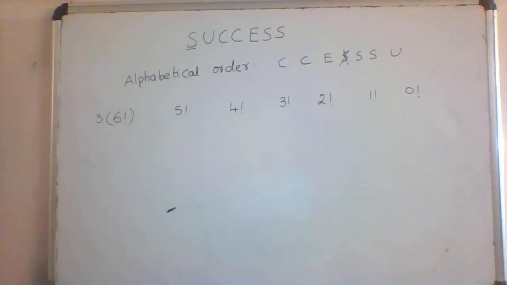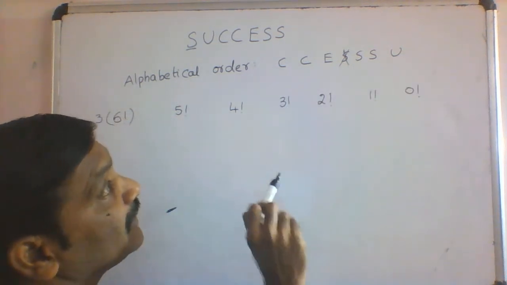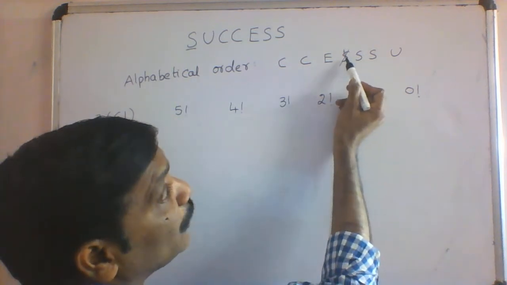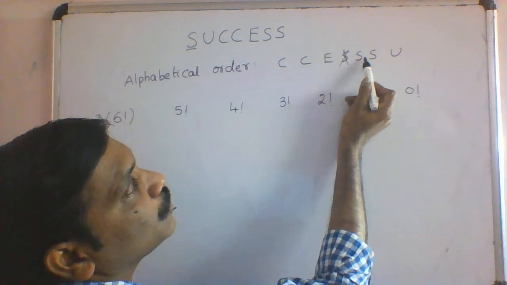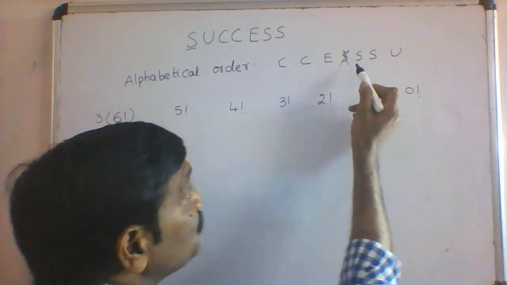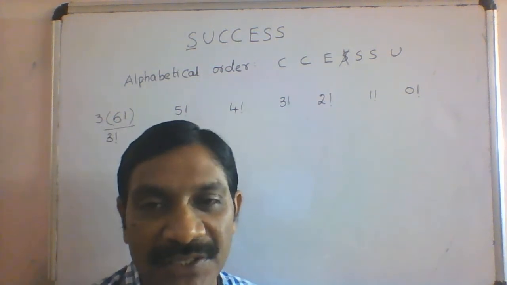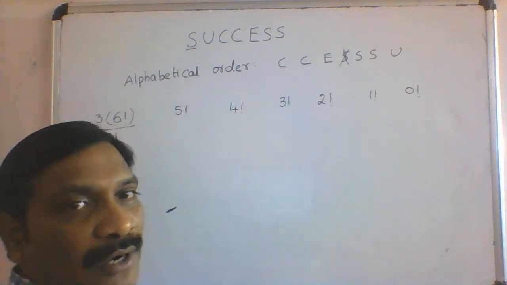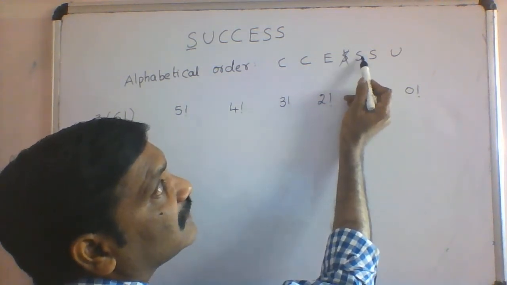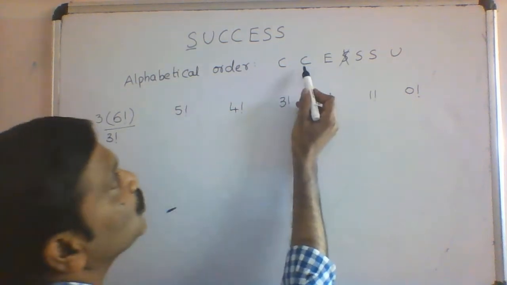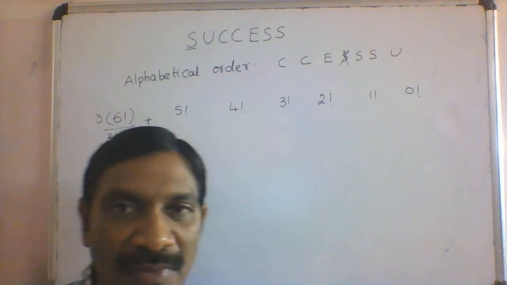Then among the remaining, including S, how many repetitions are there? 1, 2, 3 S's are there. So you need to keep 3 factorial in the denominator. While counting the repetitions, you have to include that struck-off letter also. So including this, 3 S's are there, so 3 factorial. 2 C's are there, 2 factorial. That you have to remember.